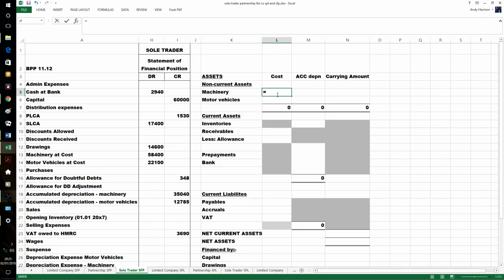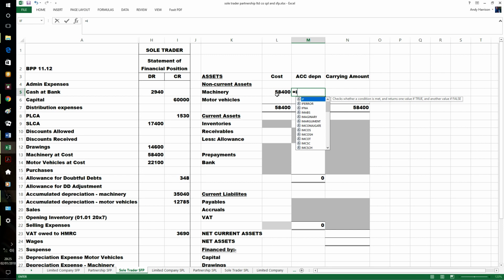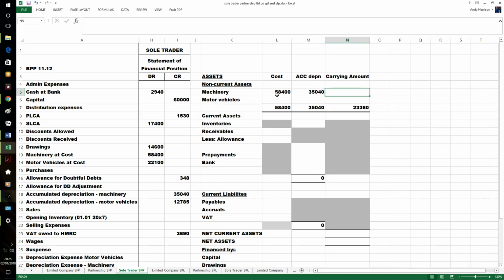So on with this one then. So the assets, the machinery cost us 58,400. It was depreciated up to 35,040, and we can double check it's already on the bottom actually, but cost minus accumulated depreciation is the carrying amount.